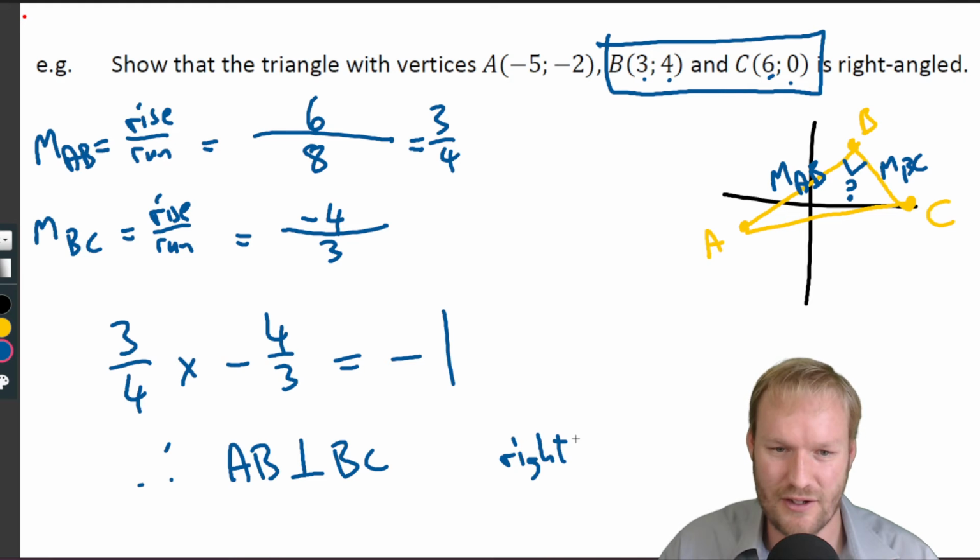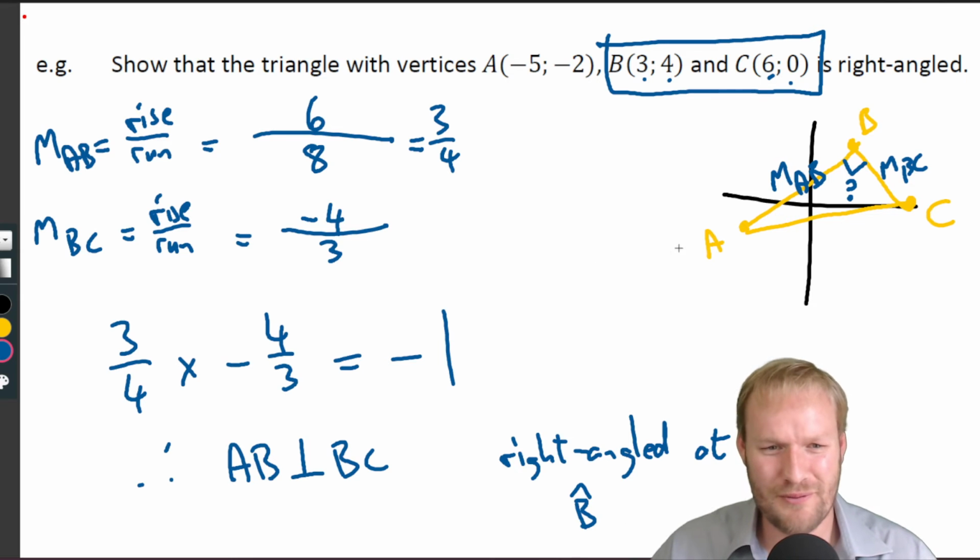We might say that in two different ways. My writing's getting worse here. Right angled at, behind my head, at B. Okay, so at B. So we found it.